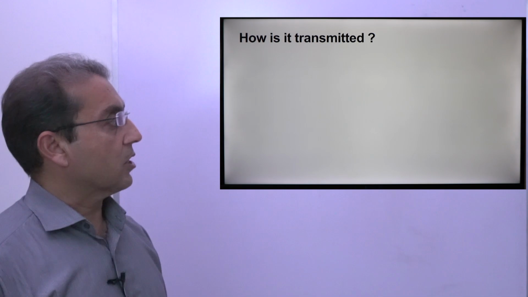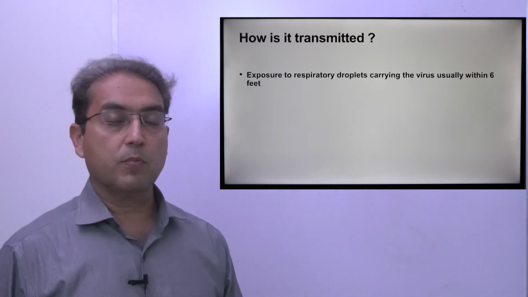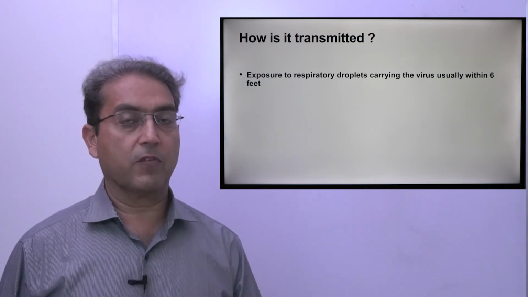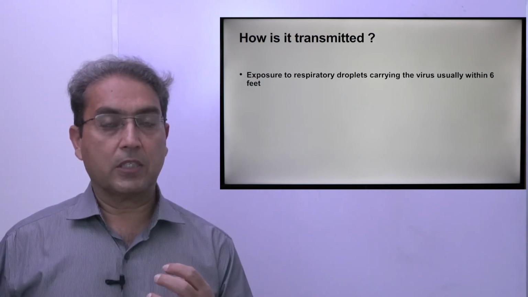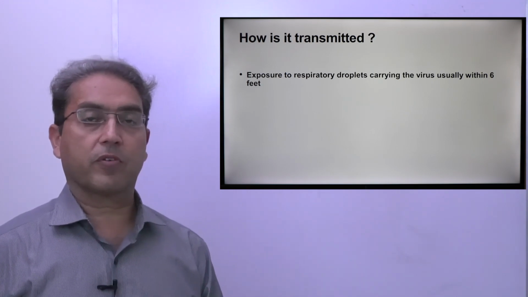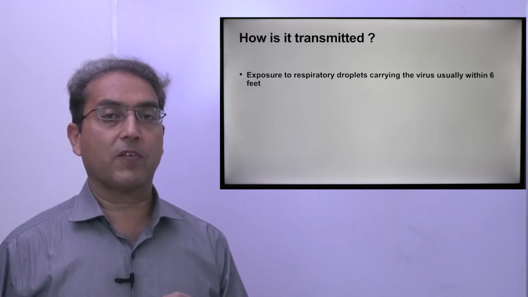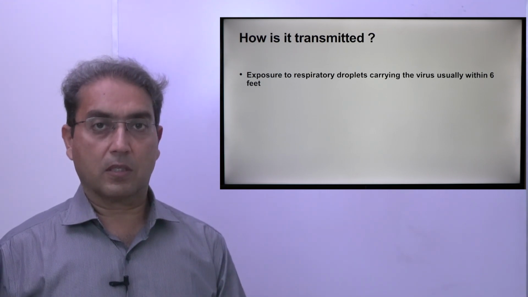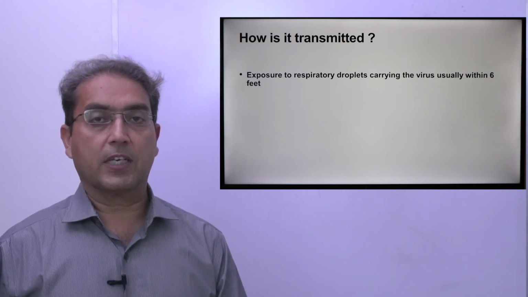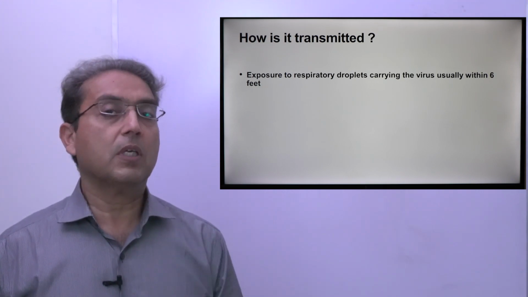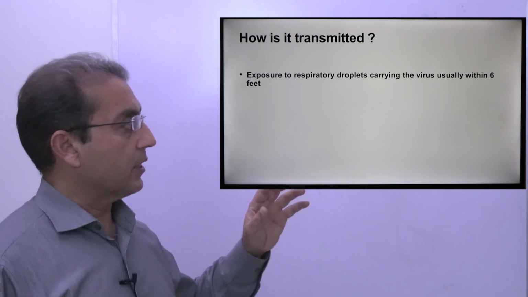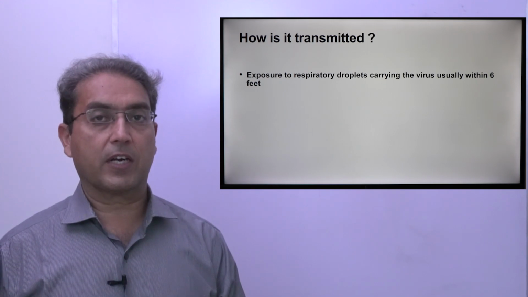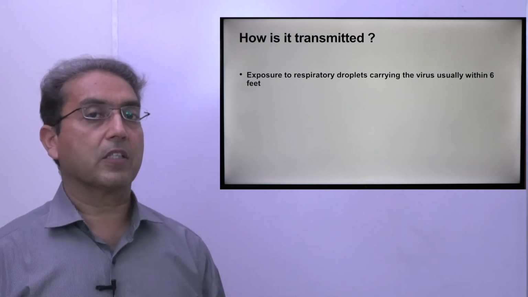Now, how is this virus transmitted? The most important route of transmission is by droplet spread. That is, whenever an individual speaks, coughs, or sneezes, there is a release of micro droplets, which can travel a distance of approximately 6 feet, depending upon the force of ejection from the respiratory tract, and then they fall down. So if an individual is carrying the virus and another individual comes in contact and is within 6 feet of that individual, he has a chance of getting this infection.